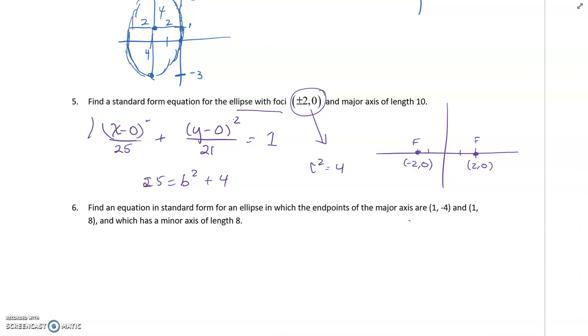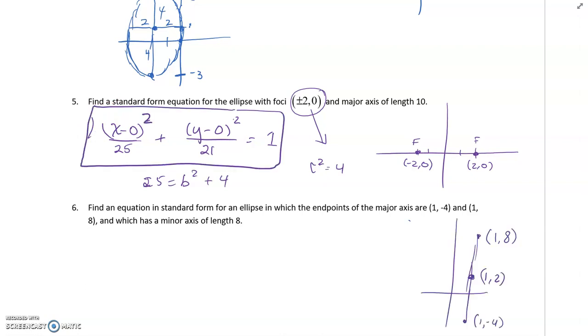Okay, go ahead and pause for the next one. Okay, similar to the last one, once you lay out the givens, you know that the center is going to be halfway in between those 2 points. So if we average, we get 1, 2 for the center. So we can start our equation, x minus 1 quantity squared plus y minus 2 quantity squared equals 1.